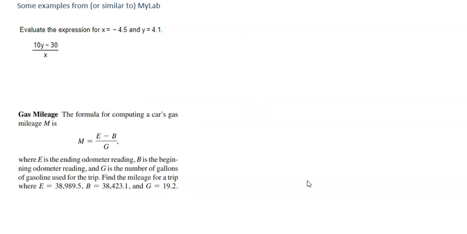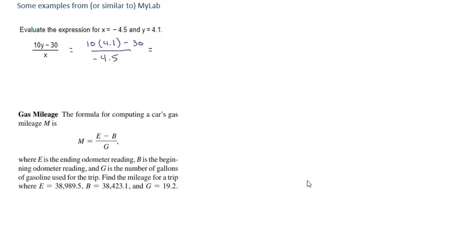The last 2 problems I have for you are examples that are from or similar to the problems in my lab. So I wanted you to see a couple. This first one says to evaluate the expression for x equals negative 4.5 and y equals 4.1 for this particular equation. So all you have to do is plug everything in just like you've done in the past. We've got 10 times 4.1 minus 30 over x, where x is negative 4.5.